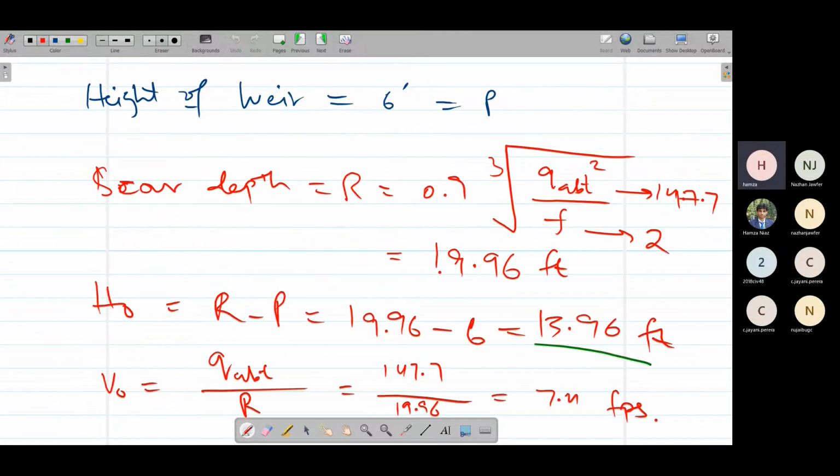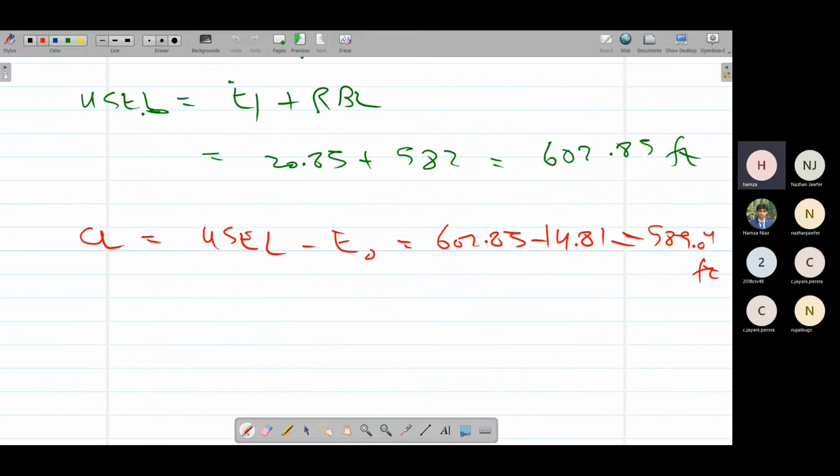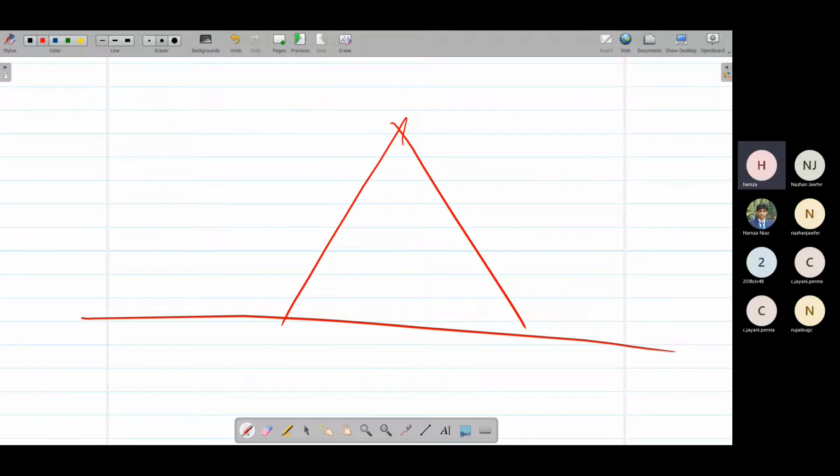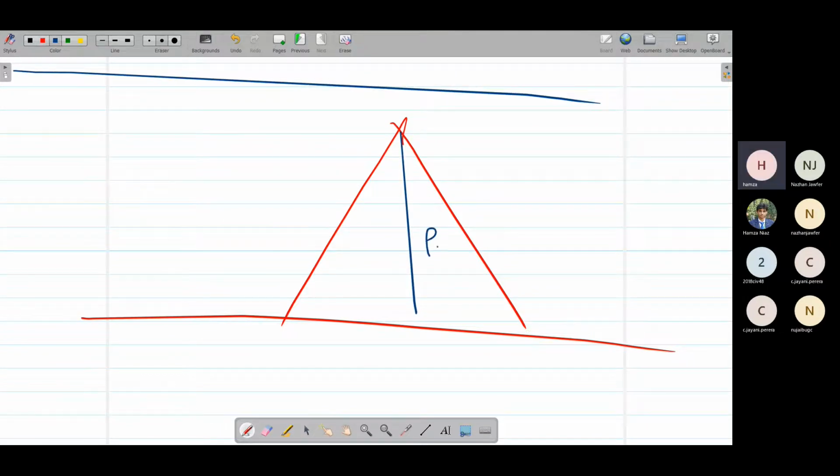If I repeat this by simply drawing a diagram. First, we have decided some height of the weir. We'll call this P. Now we know this scour depth. We calculate this scour depth from the formula, and we'll call this R. So we'll subtract this R from P. We'll get this value H naught, the head or water level above the weir crest.